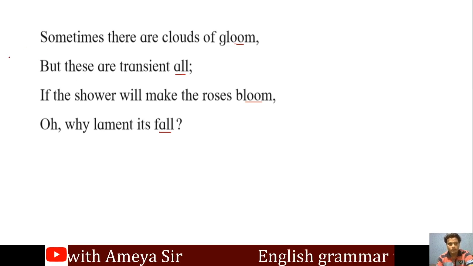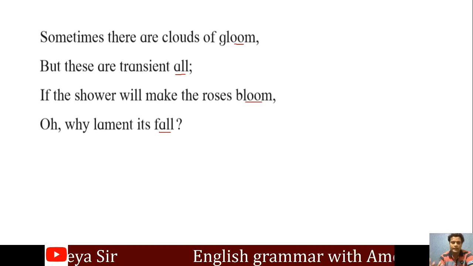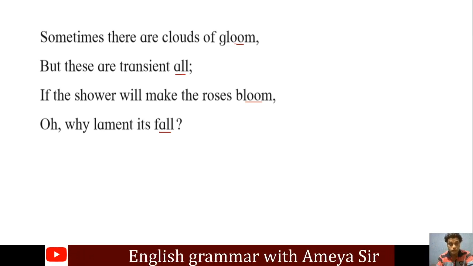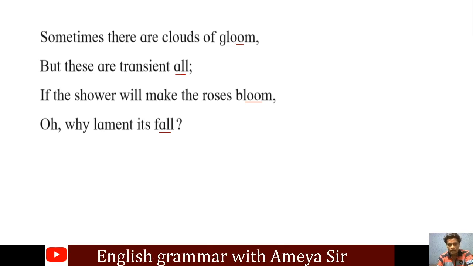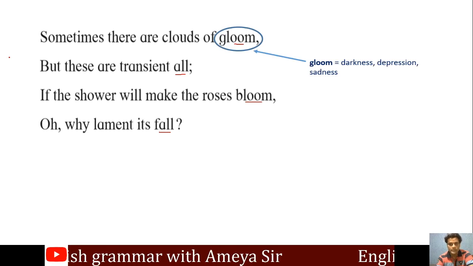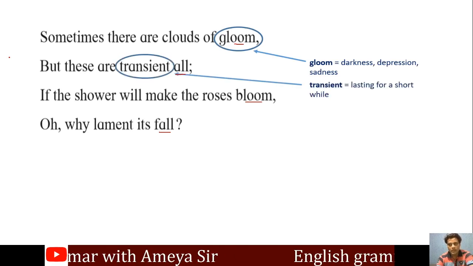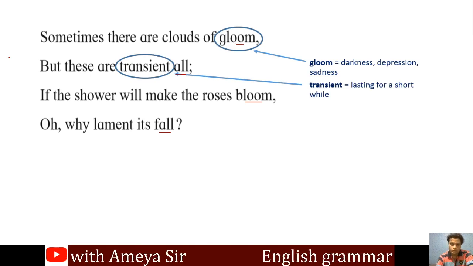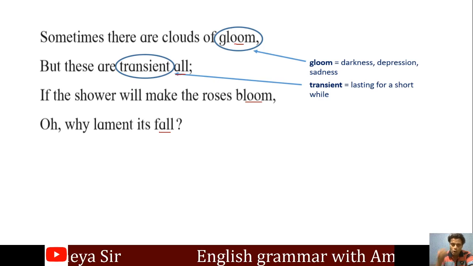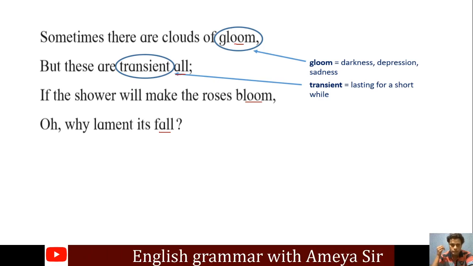Now, what is the meaning of the first line here? Sometimes there are clouds of gloom. Gloom is sadness. So, of course, sometimes there is this environment of sadness. And these are transient. Now, the word transient is very important here. Gloom, as I said, is darkness, depression, moments of sadness. Transient means lasting for a short while. So these moments of sadness, these minor setbacks, are all temporary. The sadness is temporary. The difficulties don't stand forever.